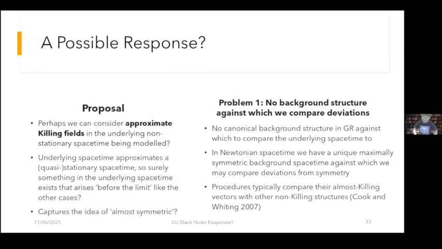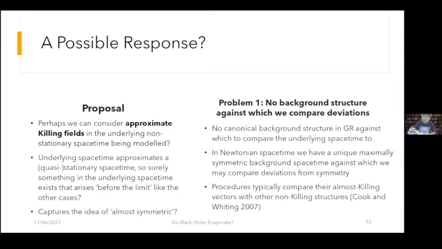And so in that case, stationarity is not an essential property of the quasi-stationary process, right? So I think one problem that Eric mentioned before, I think on Monday, is that it seems like there's no background structure against which we compare deviations of any vector field from the Killing field. In Newtonian space-time, we have a uniquely maximally symmetric background space-time against which we may compare deviations.